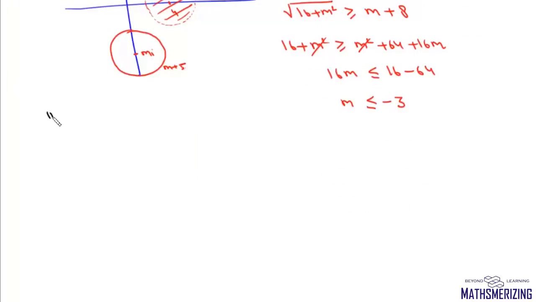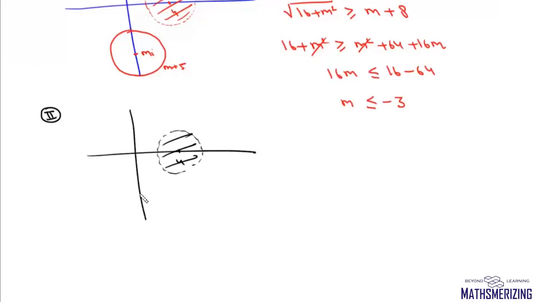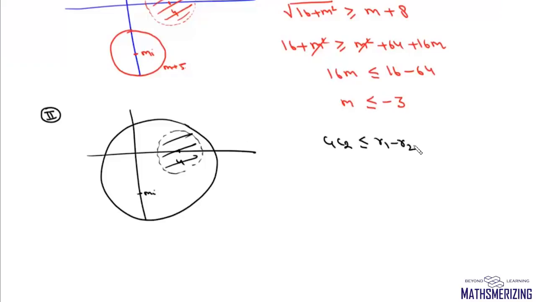Now the second case possible when they do not have any solution is when we have this circle and this other circle and this inequality region lies completely inside this other circle. So for this one, condition will be C1C2 less than or equal to R1 minus R2. Now C1C2 in this case is again under root 16 plus m square and it will be less than or equal to R1 minus R2. So it will be m plus 5 minus 3.